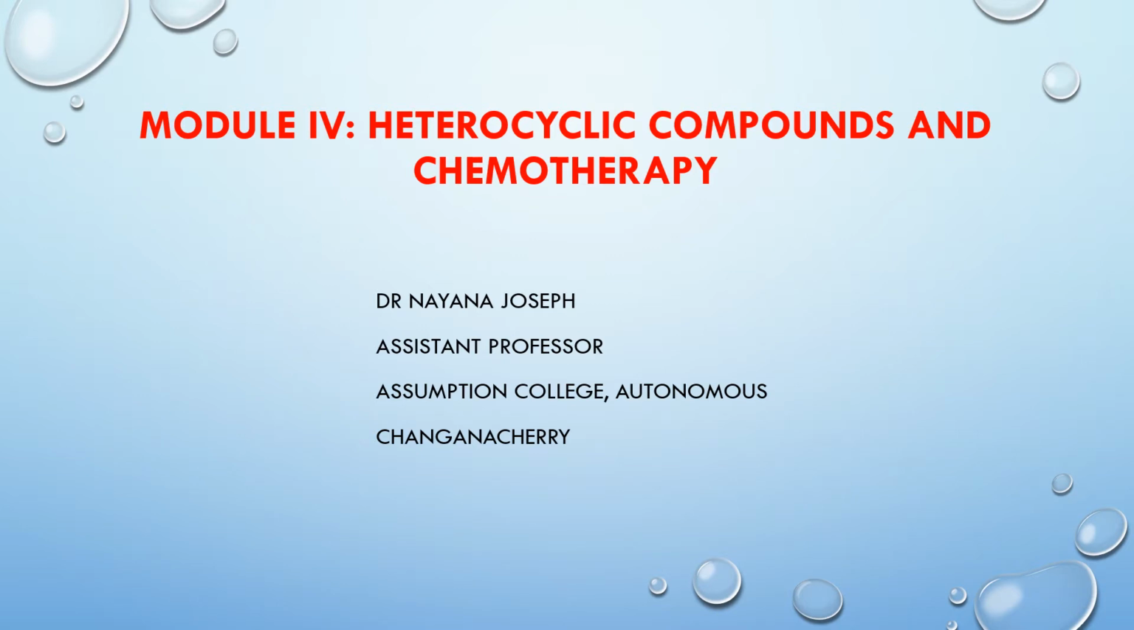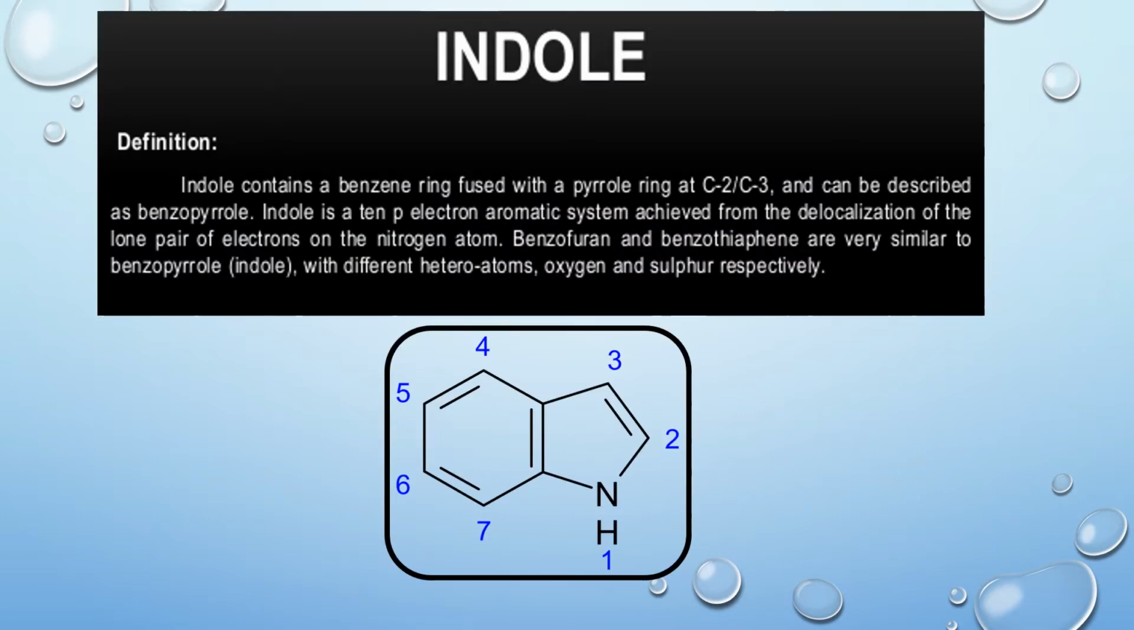Today we are going to discuss indole and its properties. What is indole? Indole contains a benzene ring fused with a pyrrole ring at the C2 or C3 position and can be described as benzopyrrole. Indole is a 10 pi electron aromatic system achieved from the delocalization of the lone pair of electrons on the nitrogen atom.